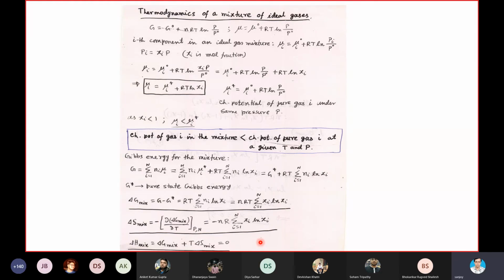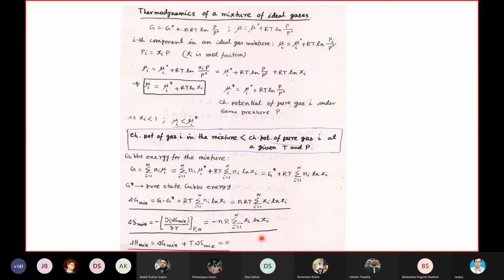Why? Because these are ideal gases. As I was saying, someone asked a question before the class, that because they are ideal gases, this is a mixture of ideal gases. So there is no interaction between the particles.